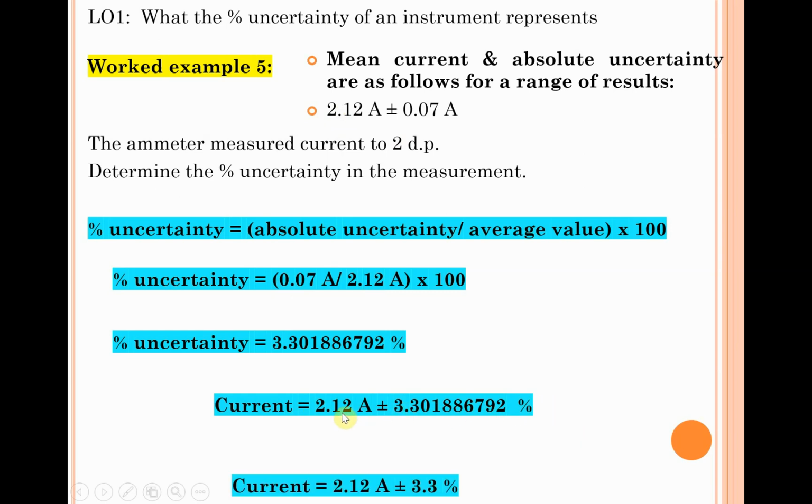Now there's no need for me when I'm expressing my final answer to change the current because it's given to the appropriate number of decimal places. Remember, the resolution of the ammeter was to the nearest hundredth of an ampere. That's perfectly fine. And I've rounded my percentage uncertainty to 2 significant figures. That should be fine as well. And if needed, you can pause the screen and make any corrections as necessary.